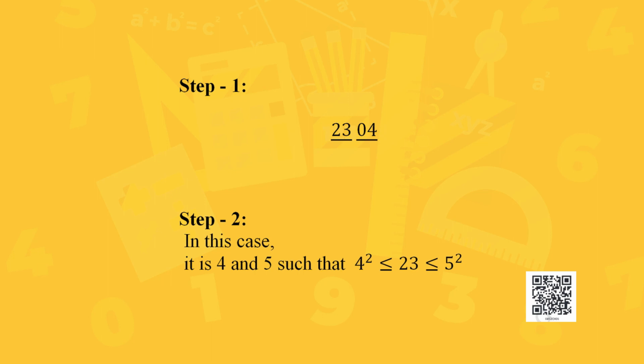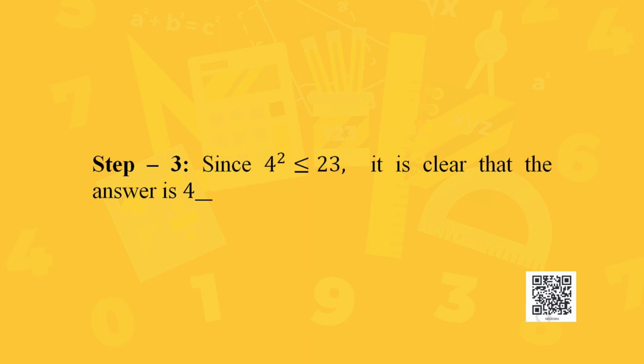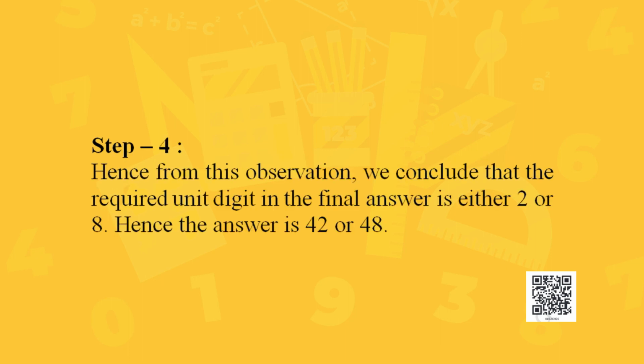So we know that 23 lies between 4 square and 5 square. Take the left number, that is 4, whose square is less than 23. So this means that the answer will have 4 and a number. As step 4, from the table of squares, the unit digit 4 appears at 2 square and 8 square. So the answer must be 42 or 48.